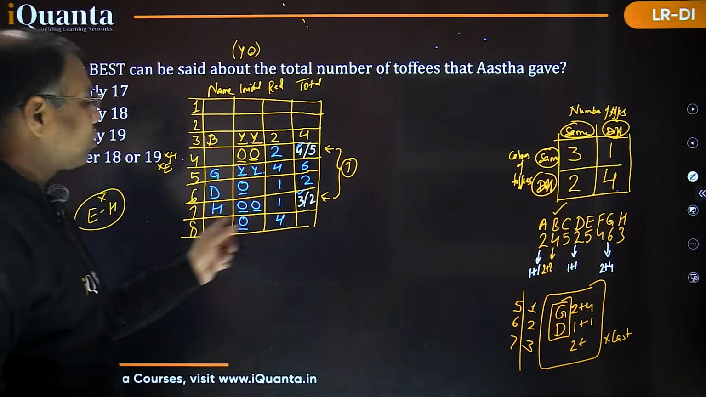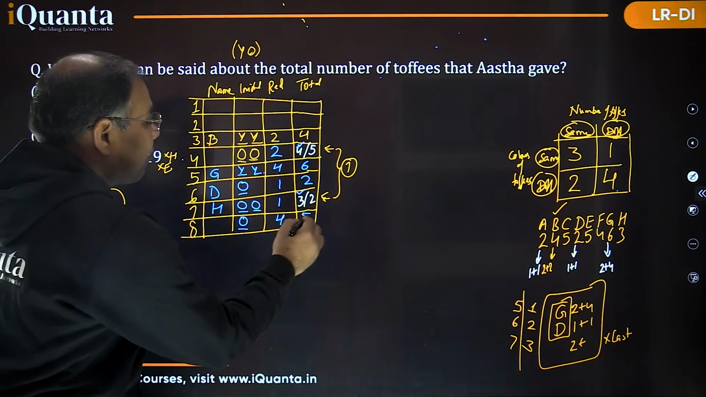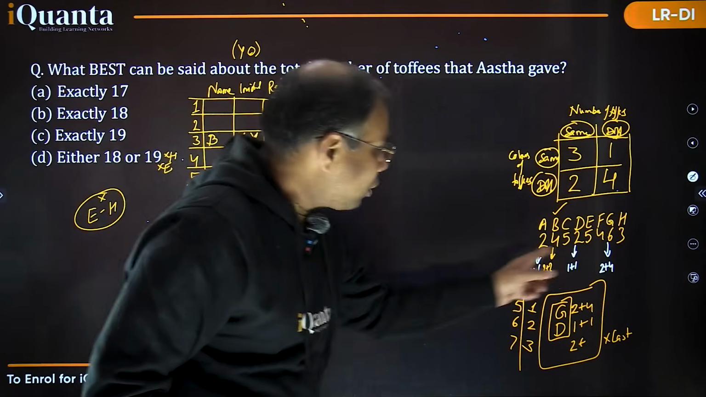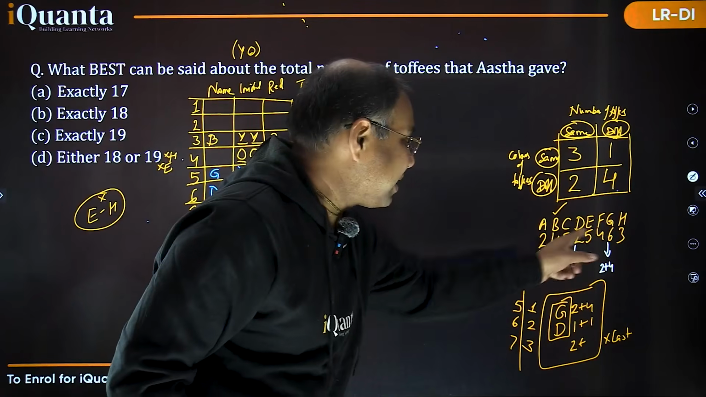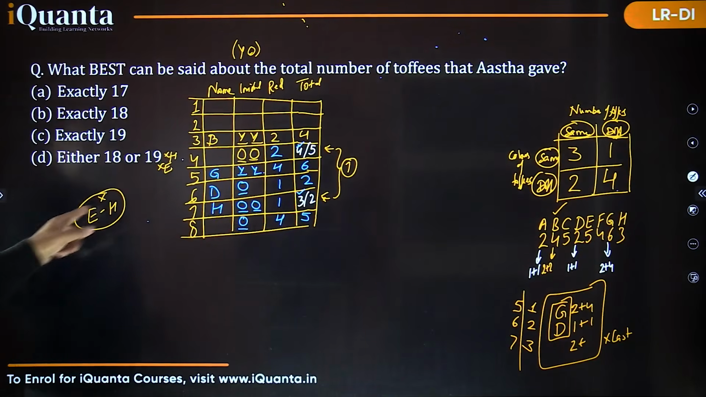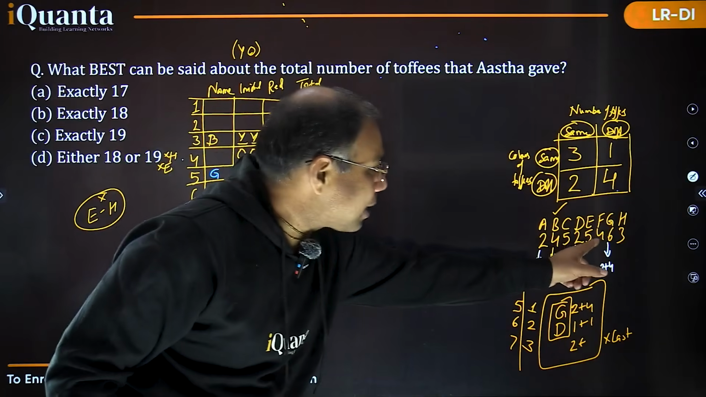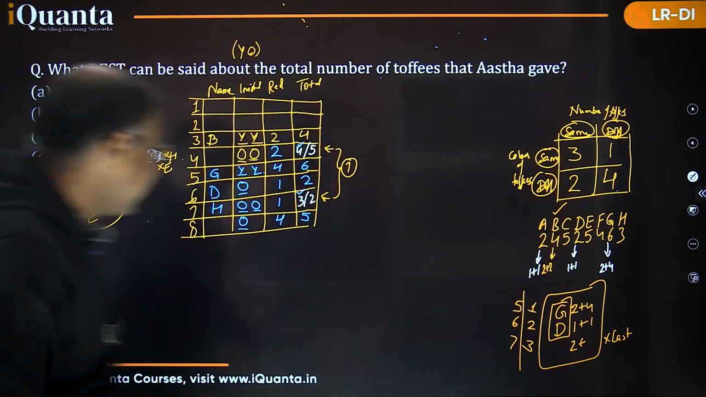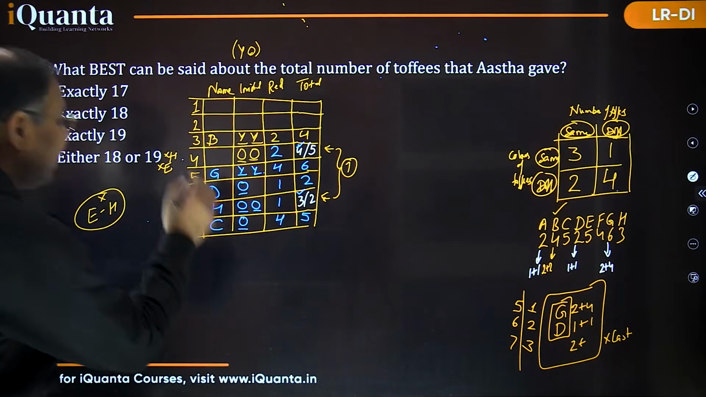So this person must total have 5 toffees, and 5 toffees total is with only 2 persons, E and C, but it can't be E. We have seen that E and H can't go hand in hand. So this can't be E, so this has to be C, right? So this person at the last must be C.